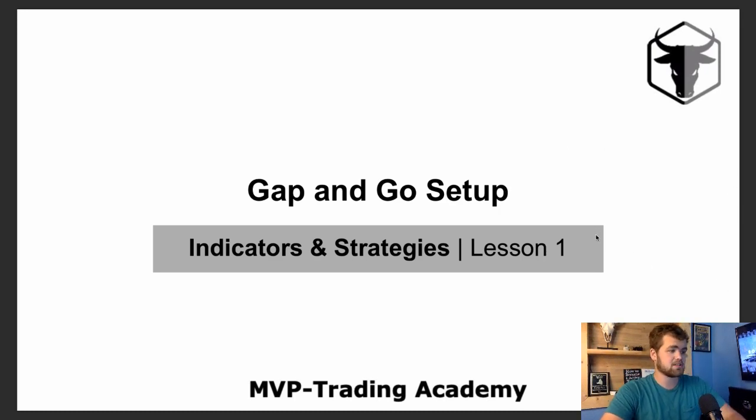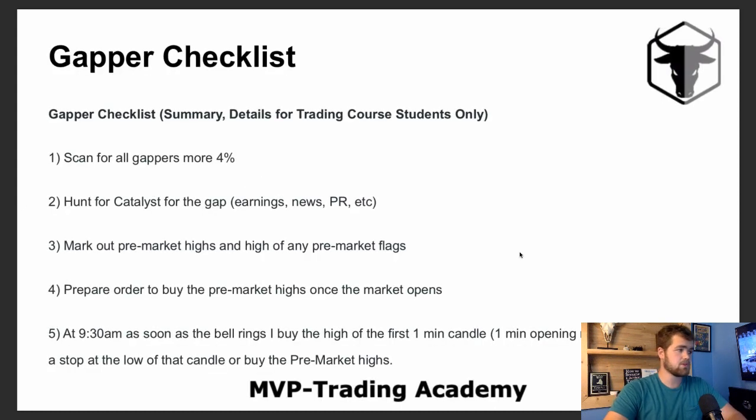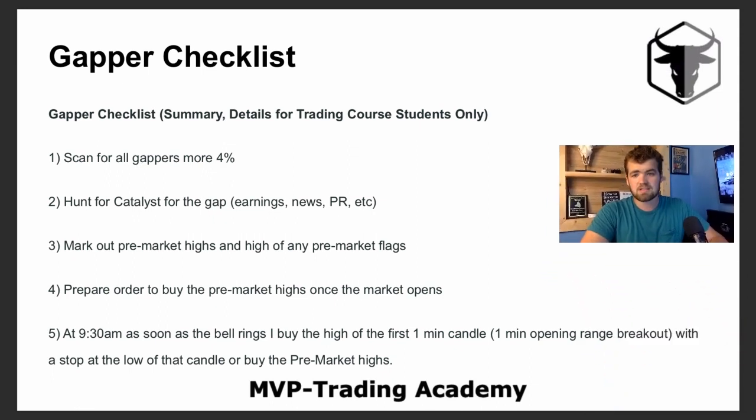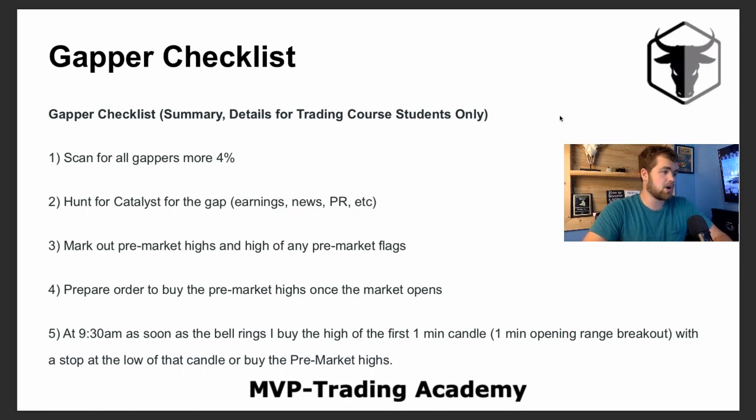So the gap and go setup. This is the indicators and strategies part, lesson number 1. When I see a stock here, this is really what I have to have. I have to scan all gappers that are up more than 4%. Now when I do that, most of the stocks that are up more than 4% have some sort of catalyst for that gap.